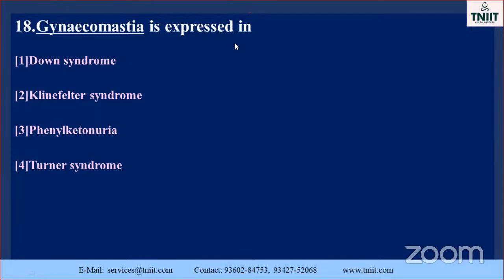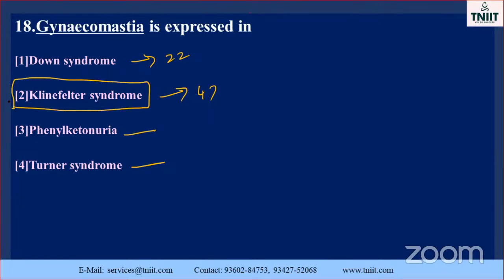Next one: gynecomastia is expressed in which one, you know? Klinefelter syndrome. It is not Down syndrome. You must note it down. What are the chromosome numbers here? Down syndrome, how much is that? 22. Klinefelter, how much is that? 47. Phenylketonuria, Turner syndrome, all those things you must note. Here the option is Klinefelter syndrome only.